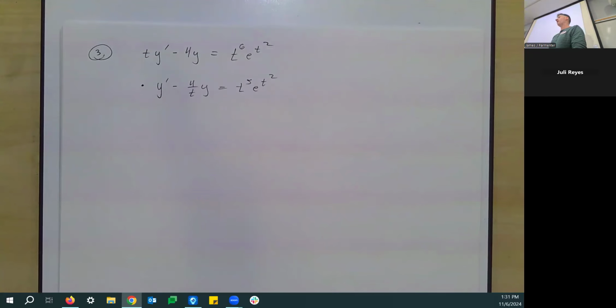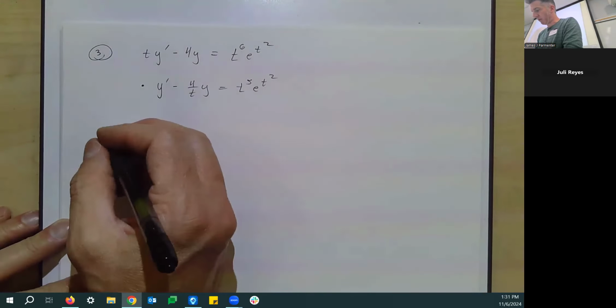Sometimes you can do these as separable. Even when you can, it's usually easier to just do them as first order linear. Because if it's a first order linear that's separable, the integration is usually kind of uglier. So I would recommend if it's first order linear, just do it that way, even if you could separate it.